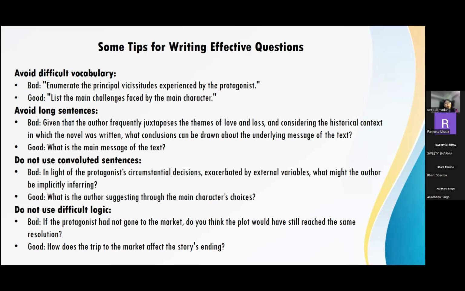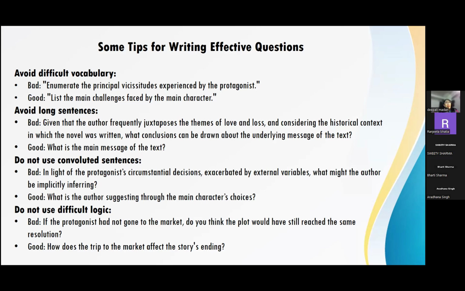Because we have to be clear about our purpose. Our purpose is not to check their vocabulary. Here the purpose, if you're checking literature, so the question has to be framed in accordance to that. Then do not use convoluted sentences. Again, convoluted sentences are the sentences which unnecessarily make the sentence very complex.